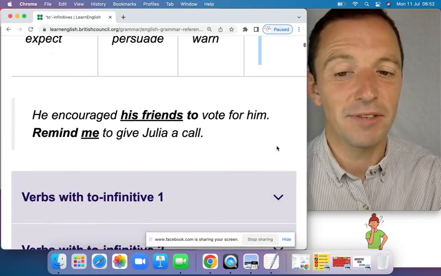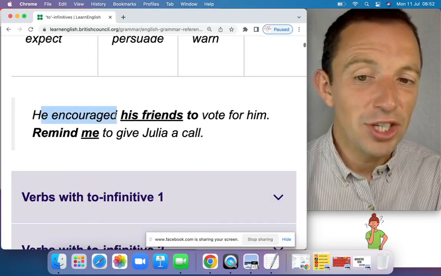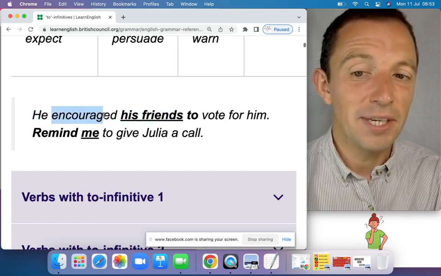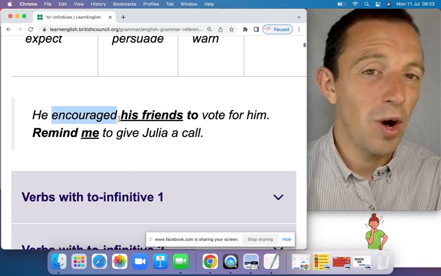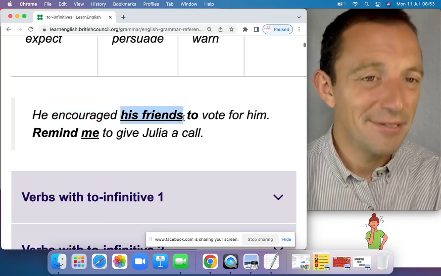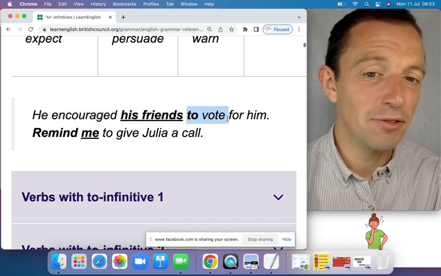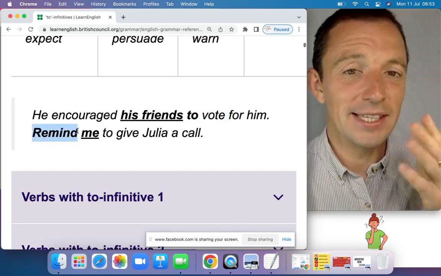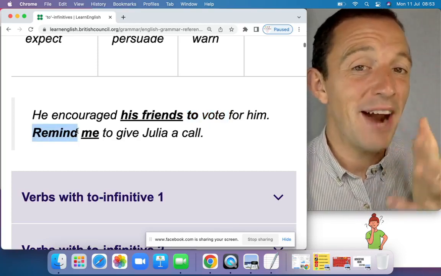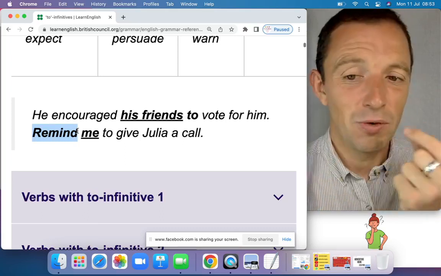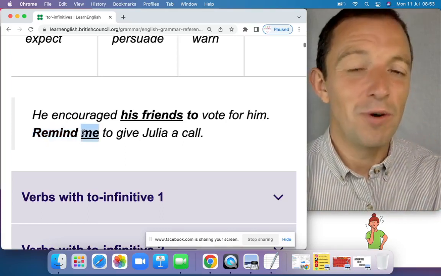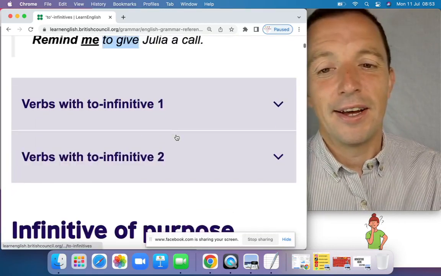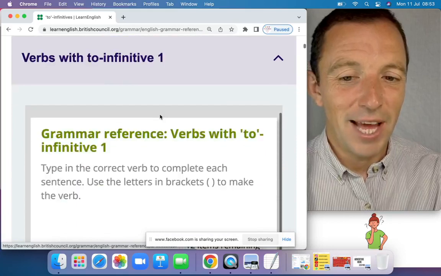Okay, let's look at some examples. He encouraged his friends. So the subject is he, the verb is to encourage, and this requires the direct object, his friends in the plural, plus the infinitive to vote for him. Remind is the verb with the imperative, no subject. Remind plus the direct object: remind me plus the infinitive to give Julia a call.